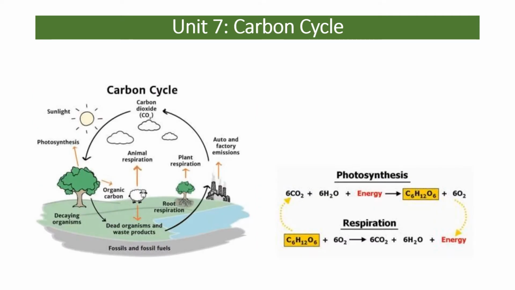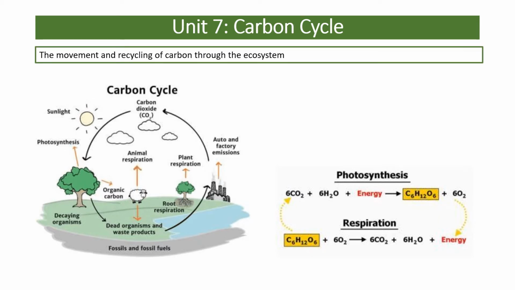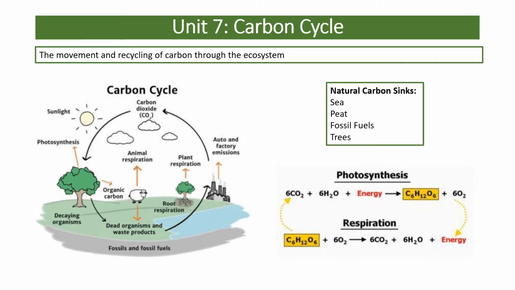Another cycle which is absolutely essential for all life on Earth is the carbon cycle. The carbon cycle is the movement and recycling of carbon through the ecosystem. Effectively, if we start with carbon dioxide, which is a gas in the atmosphere, the only way it can be removed and taken into a living material is through the process of photosynthesis, which makes trees a carbon sink. And photosynthesis, as you know, is when carbon dioxide reacts with water and uses the sun's energy to make glucose, C6H12O6, and oxygen.